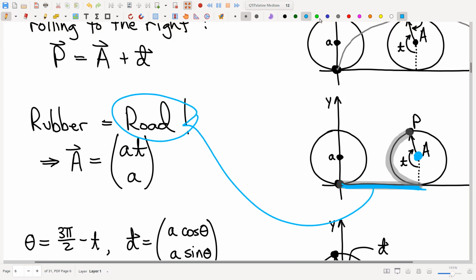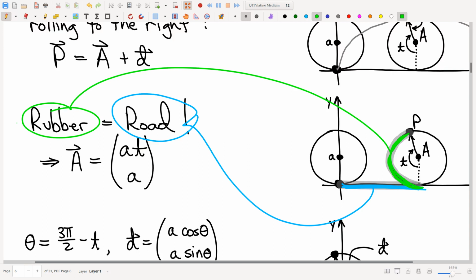And I make a physical appeal that the amount of road that has touched rubber has to equal the amount of rubber that has touched road. Physical appeal: road equals rubber. Everybody buy that? Otherwise, the wheel would be slipping and sliding and skidding or something like that.